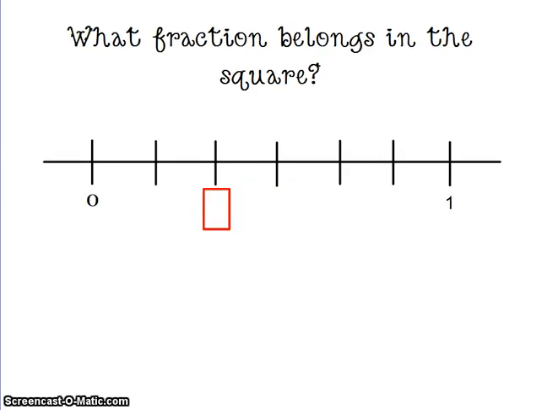Okay, what fraction belongs in the square? Okay, so I've got a number line, and I know that I have to label every single spot. You draw this on your paper and see if you can follow the steps and find what fractions go on the number line. Okay, so first thing I'm going to do is draw my rectangle between my whole numbers. There's 0 and 1. Now I connect the ticks all the way up.